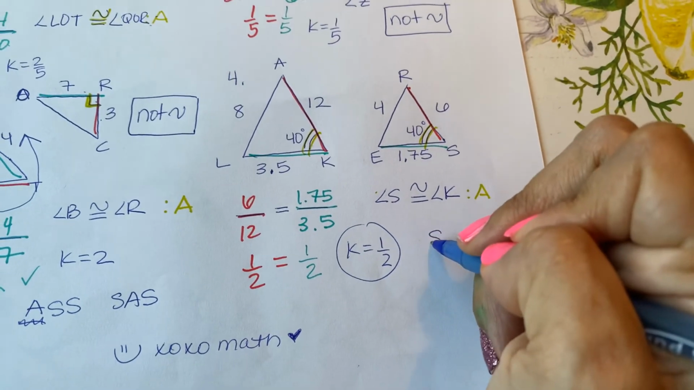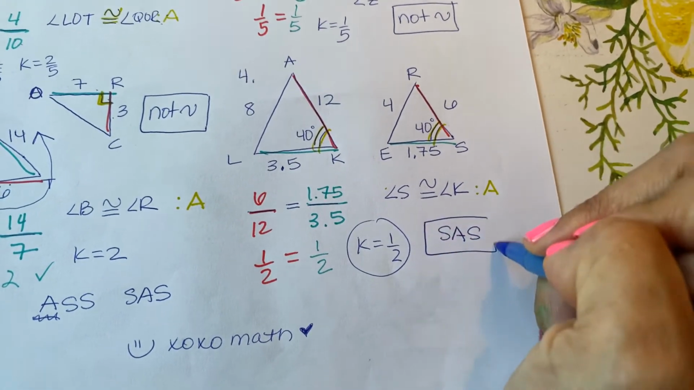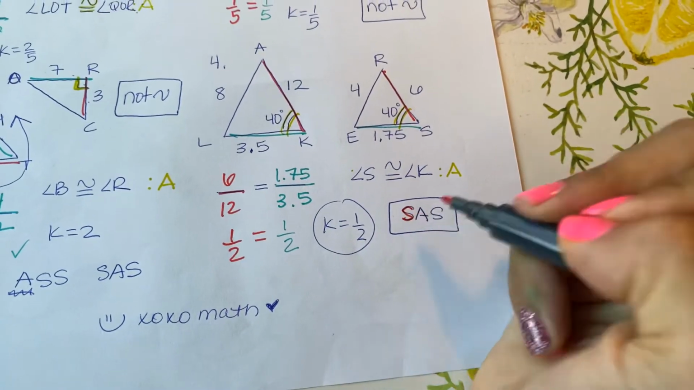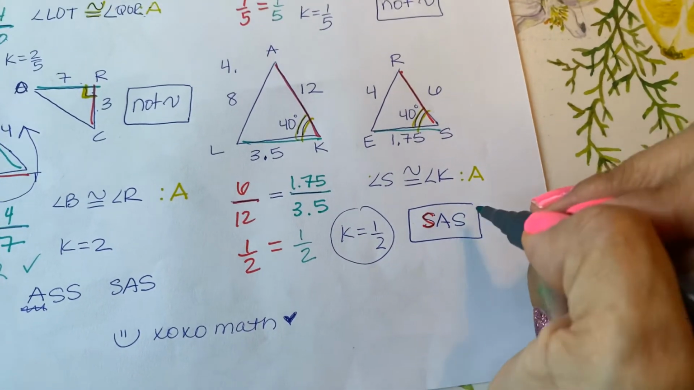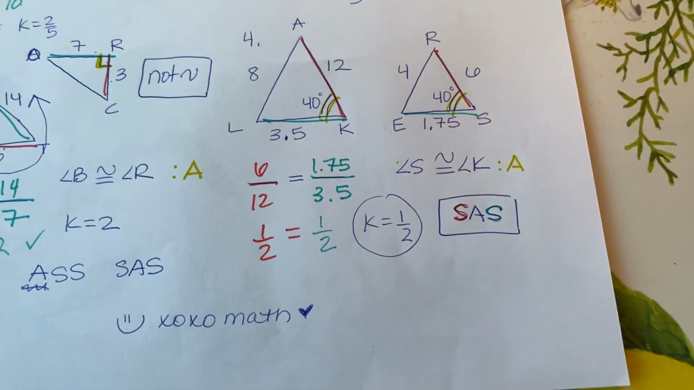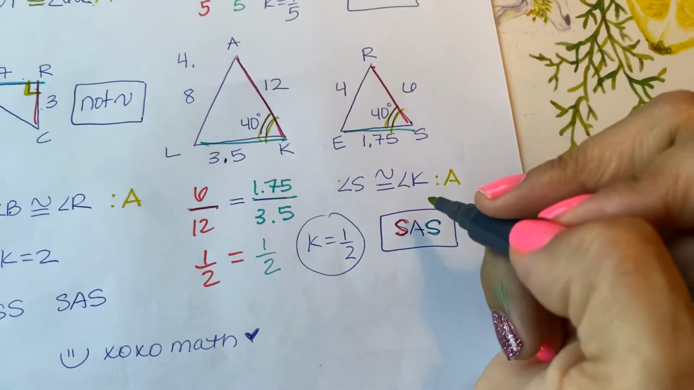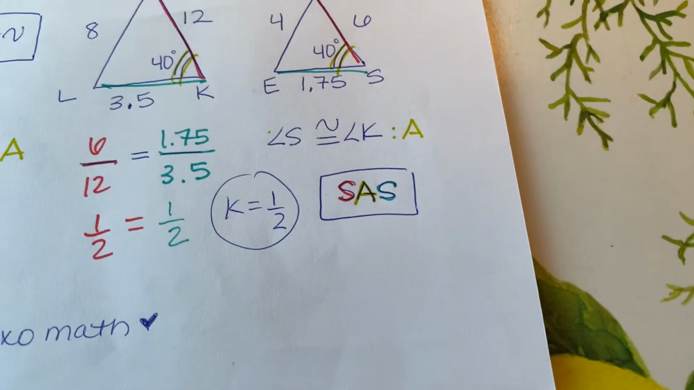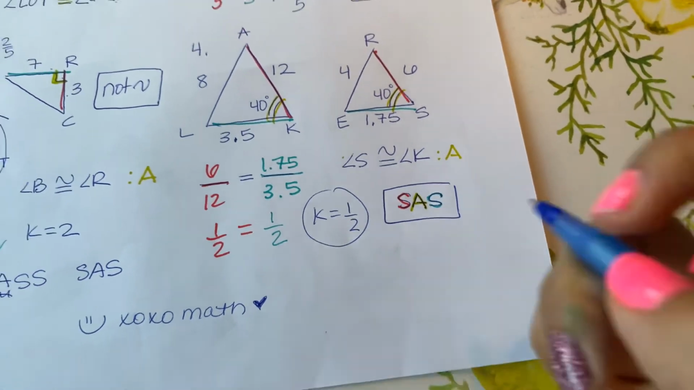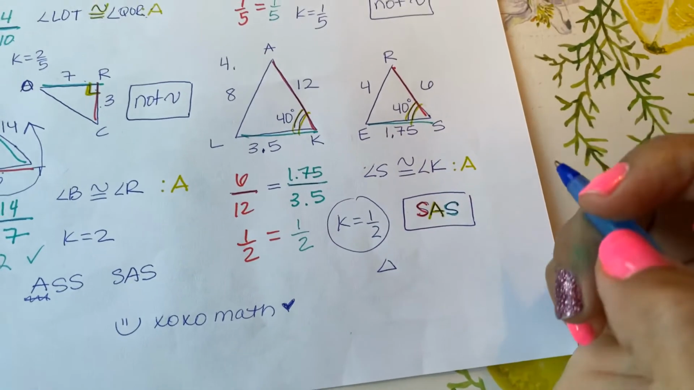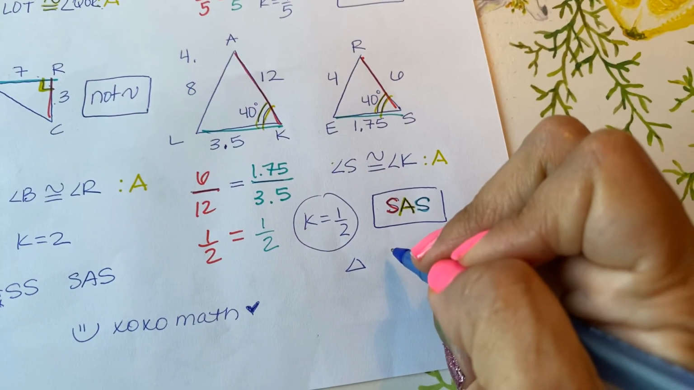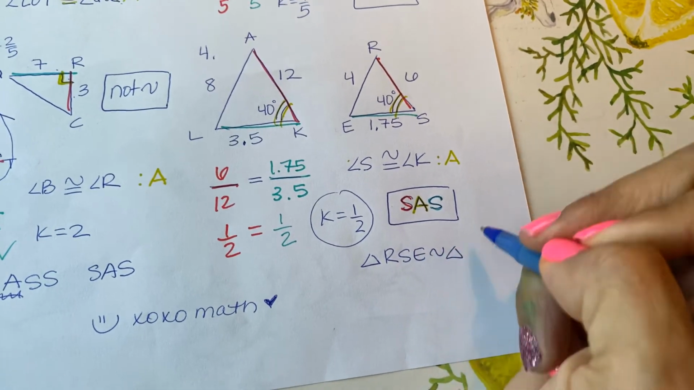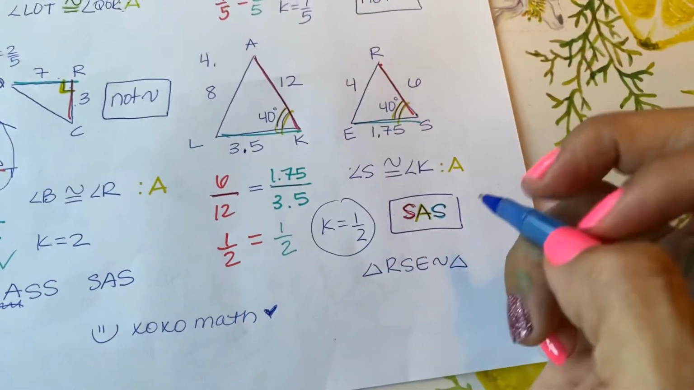And so this is side angle side, right? The pink is from the pink corresponding sides. The teal is from the teal corresponding sides. And the A is from that inclusive 40-degree angle. Okay, so what is your similarity statement? We'll go pink, yellow, teal. So what did I go small? Okay, RSE is similar to AKL.